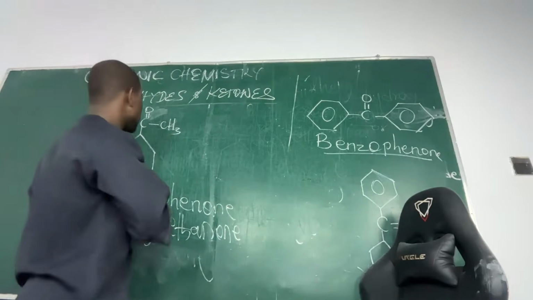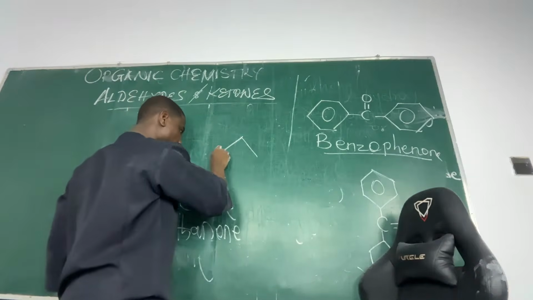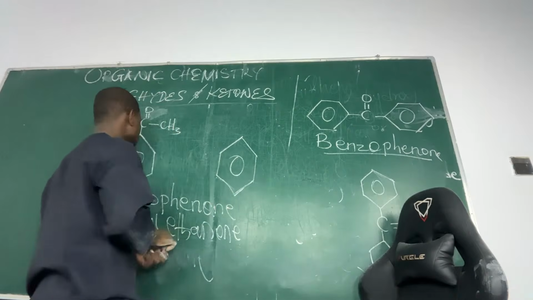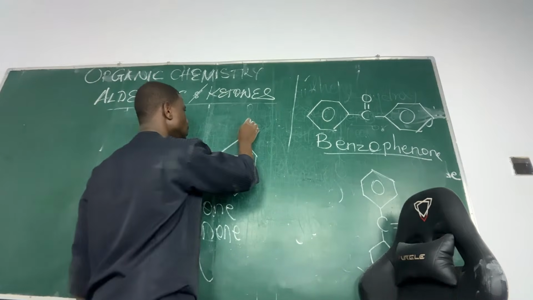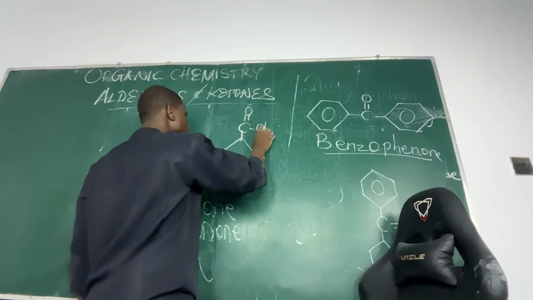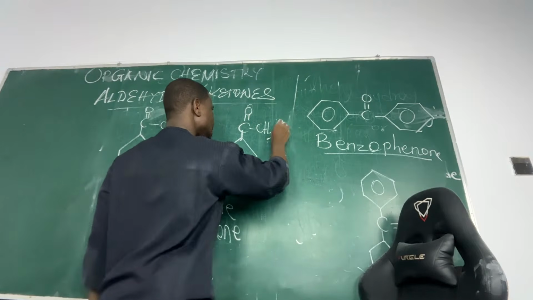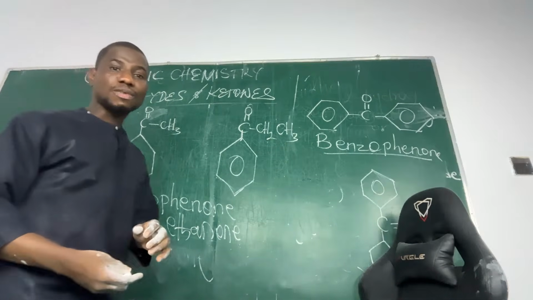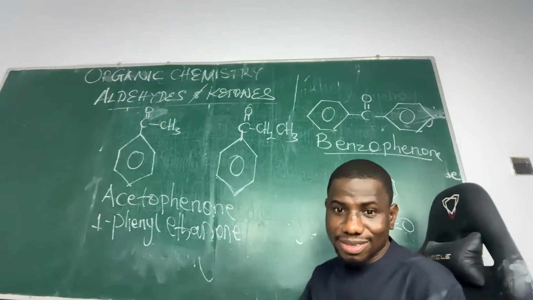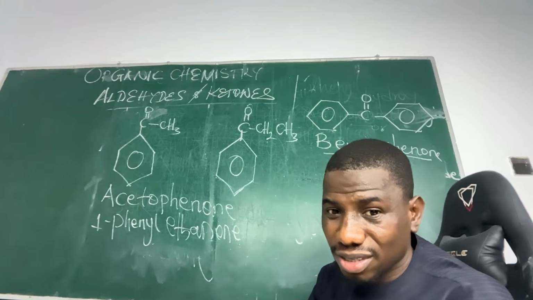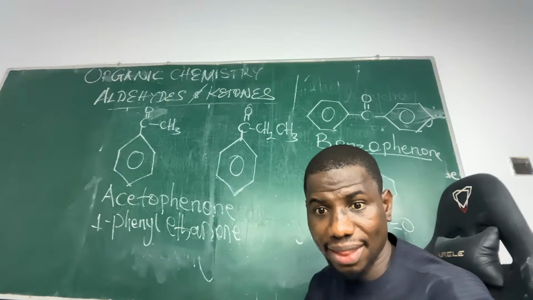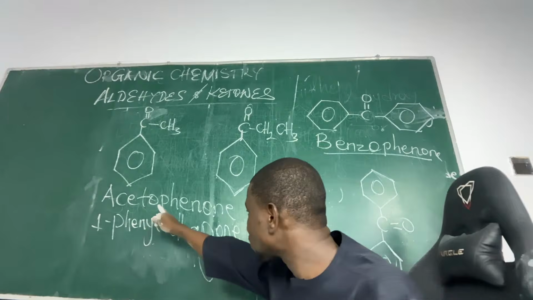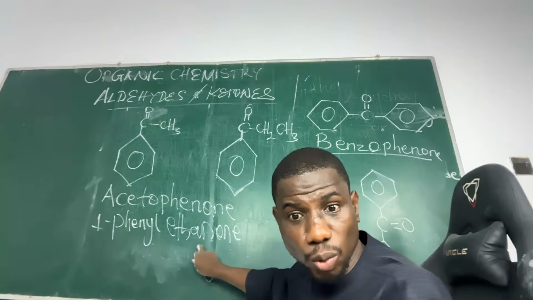Now we have this. Look at this structure. Bonded to C, double bond O, CH2, and another CH3. See the difference? Some of the structures I'm drawing, some of them are not in your textbook. Yes, some are not there. Now, I want you to know them. So I mentioned acetophenone, also called 1-phenylethanone.